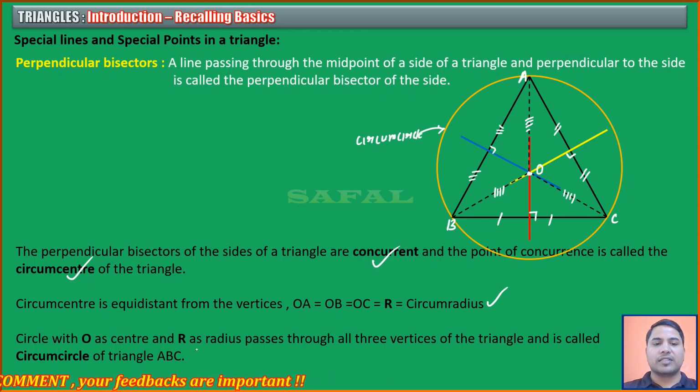So very important. That's what I have written in the bottom point. Circle with O as center and R as radius passes through all three vertices of the triangle and is called circumcircle of triangle. So circumcenter is the point of concurrence of perpendicular bisectors of the sides of a triangle. It is equidistant from all the three vertices of the triangle, and the distance we call circumradius. So taking circumcenter as center and circumradius as radius, if we draw a circle, it will pass through all the three vertices, and that circle is called circumcircle of triangle ABC.